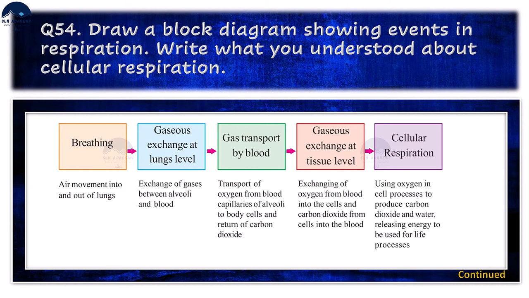Step 3. Gas transport by blood. Transport of oxygen from blood capillaries of alveoli to body cells and return of carbon dioxide. Step 4. Gaseous exchange at tissue level. Exchanging of oxygen from blood into the cells and carbon dioxide from cells into the blood. Step 5. Cellular respiration. Using oxygen in cell processes to produce carbon dioxide and water, releasing energy to be used for the life processes.